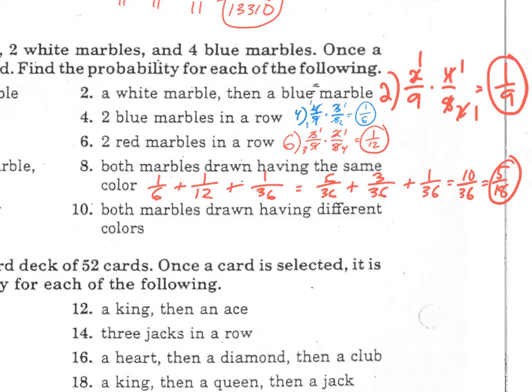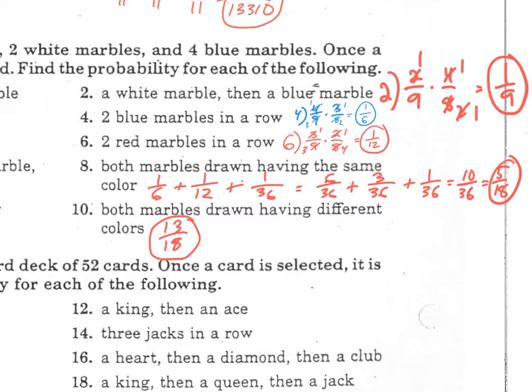That actually helps us answer the next question, because every other possibility is where both marbles drawn have different colors. These are all the ones where they have the same color, and it adds up to 5/18. So if 5 out of 18 are them all having the same color, what's the remainder of this probability, what adds up to 18? 5 plus what gives me 18? Well, 5 plus 13. So 13 out of 18 must be the probability that they have a different color.